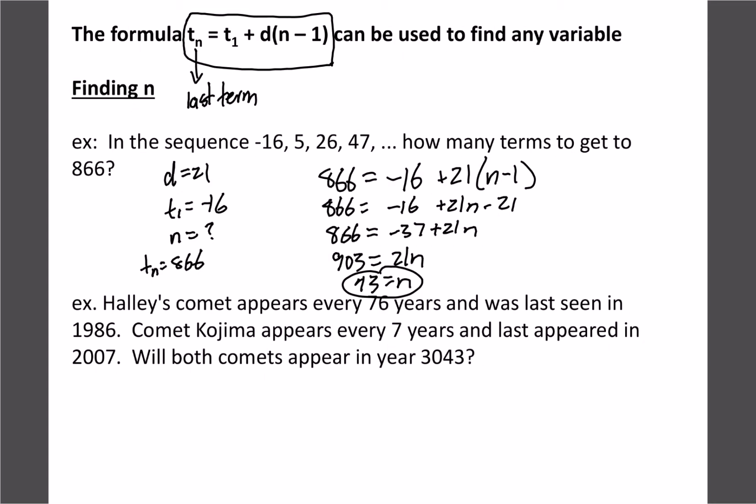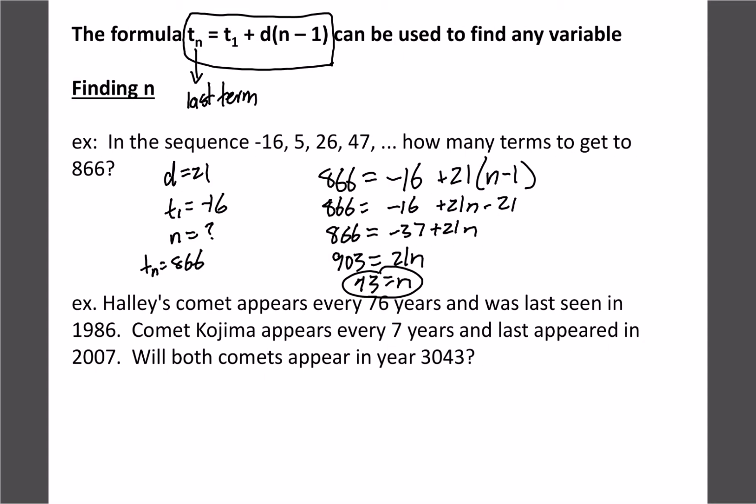Here's another one, same sort of thing. It says Halley's Comet appears every 76 years, and was last seen in 1986. Comet Kojima appears every 7 years, and last appeared in 2007. So it's asking, will both comets appear in the year 3043? It's a little bit different question, but we're still basically trying to figure out the same thing.